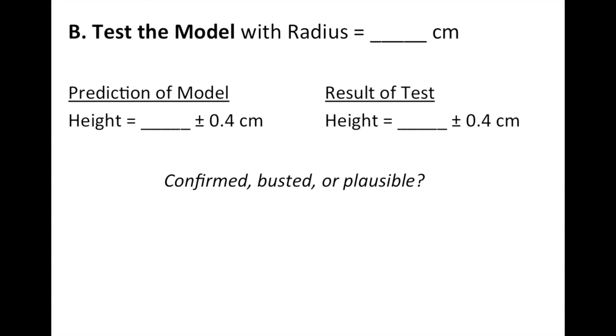Then we tested the model with a large cylinder, really more of a vase, that had a radius of 5.5 centimeters, and students used their model to calculate what height they would predict for their particular amount of water. Different groups had different predictions because they had used different amounts of water to do the experiment. And then we poured the water into the vase and measured the height and found that these ranges overlapped, and so the models were confirmed.